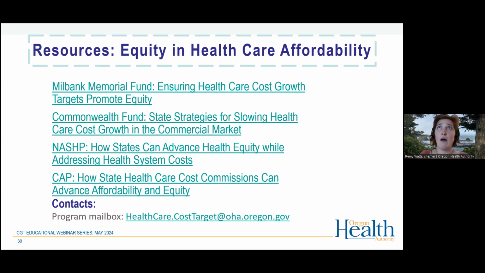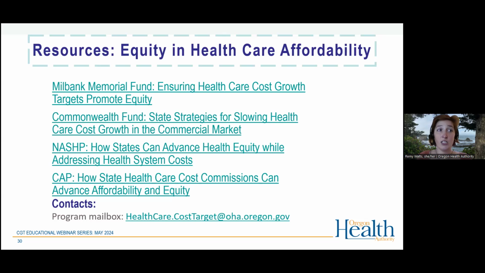Looking at our Cost Growth Target Advisory Committee, the next steps might be, do we bring the work group back? Do we bring the work group back as a body that comes together regularly to help inform the conversations that we're having as the larger Cost Growth Target Advisory Committee?